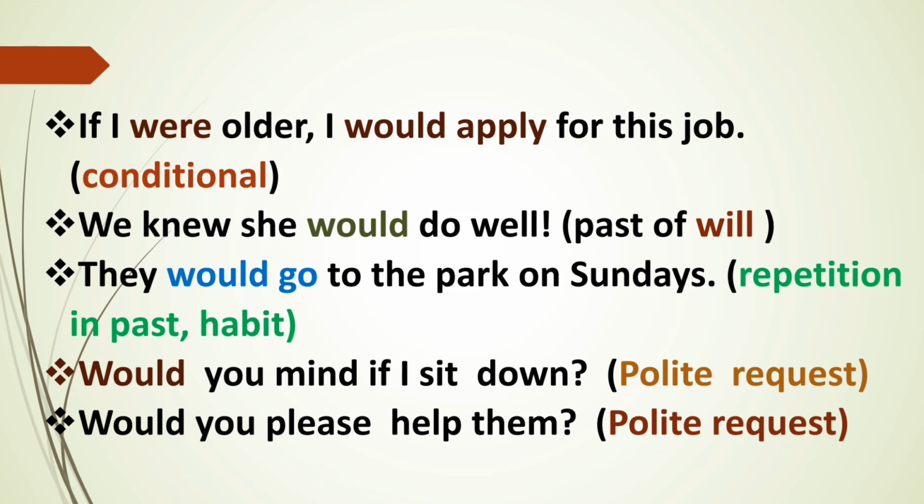Look at the next one, past tense of will: we knew she would do well. What is the present tense of the sentence? We know she will do well. In the past tense, we knew she would do well. Next one, repetition in past habit: they would go to the park on Sundays. This is also a habit, a repetition of an action that frequently happened in the past, not now. We are talking about the past. They would go to the park on Sundays.